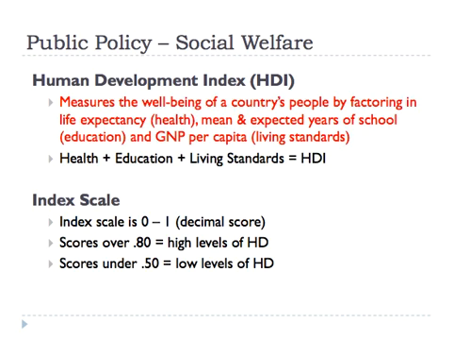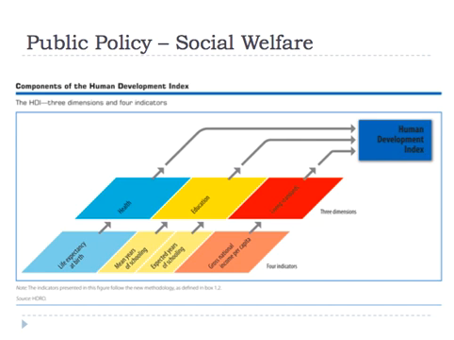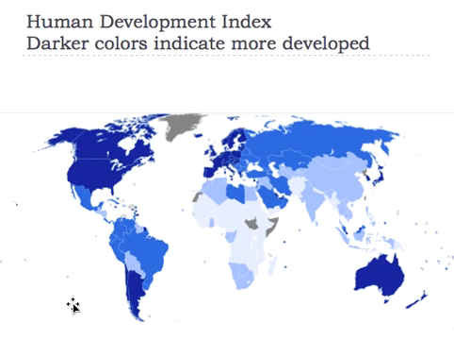HDI, again, Human Development Index, also looking into social welfare, measures the well-being of a country's people by factoring life expectancy, so their health, the mean and expected years of school, how many years of school they are going to, and then the GNP per capita and their living standards. That creates the HDI scale. Here's your scale, index 0 to 1. Usually you get a decimal score. Scores over 0.8 are very high levels of HDI. Scores under 0.5, low levels. Here's a quick map of your levels.